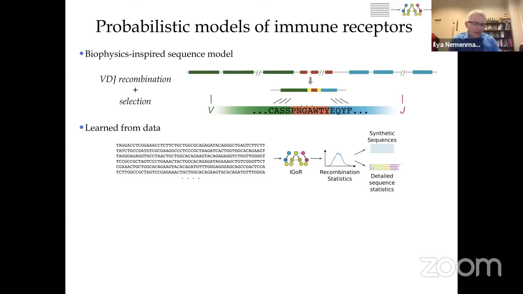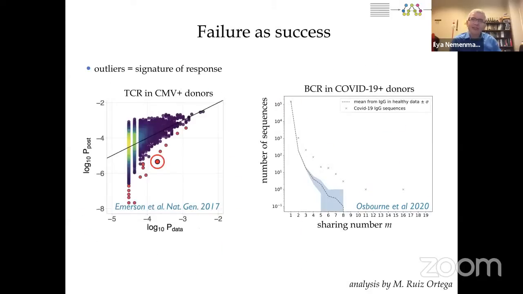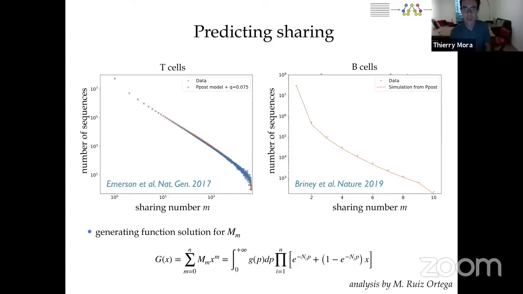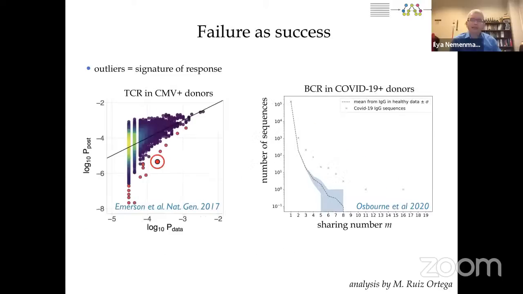Another question is from Eric DiGiuli. Can you exclude that the anomalous correlation is due to susceptibility to the particular virus rather than to the response? I presume they're talking about this sharing number, the departure between the theory and the data. That's precisely it. These outliers are there because there's the virus, and that's what we're claiming. We're claiming that this departure can be used as a signature to single out the receptors that are involved in the response. Okay, got it.